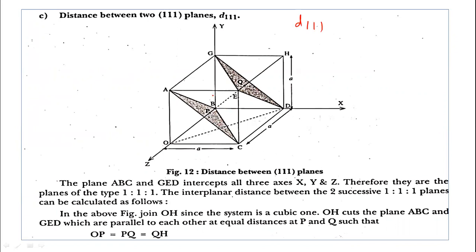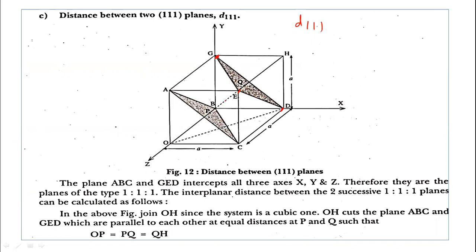Now see, this is the diagram which is given here. In a cube, this plane is called a 111 plane. This plane is a triangle because it will intercept along the 3 axes: the x axis, the z axis here, and the y axis here. So this plane will be intersecting, cutting along the 3 axes.